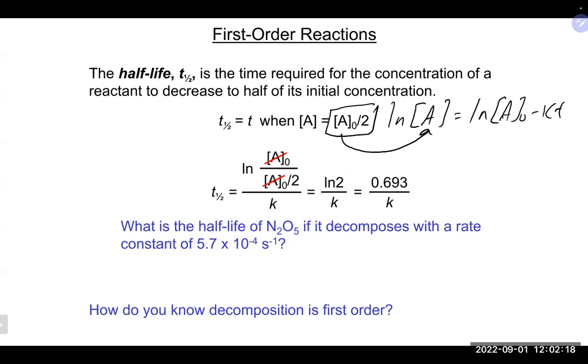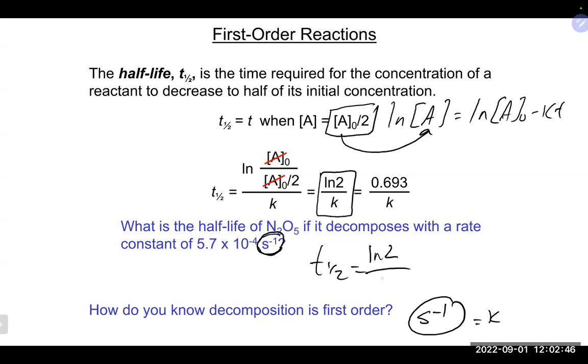So what is the half-life here of N2O5 if it decomposes with a rate constant of 5.7 times 10 to the minus 4? So once again, we see the reciprocal seconds. So that again is how we know that this is really first order. And that means we definitely should use this. And our half-life here would be the natural log of 2 divided by a rate constant, 5.7 times 10 to the minus 4 reciprocal seconds.